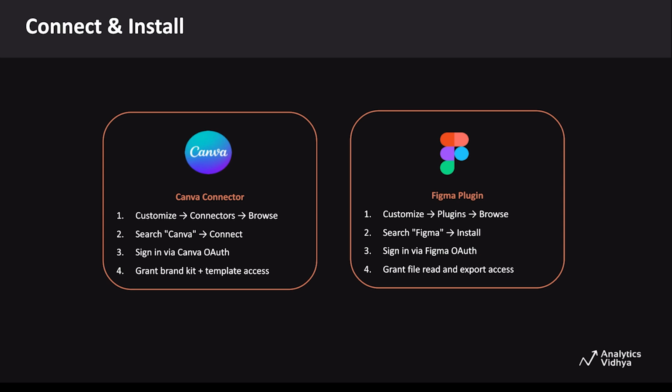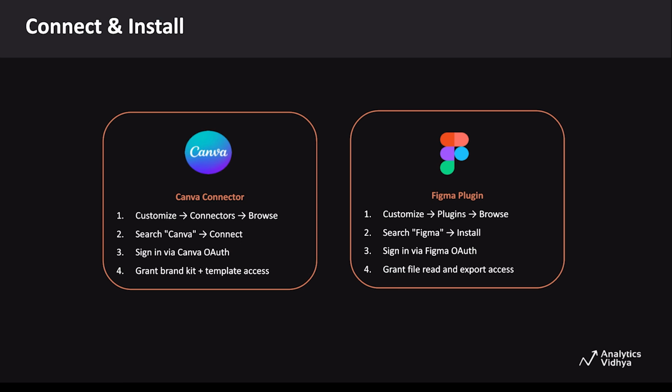The setup paths are different, and that is intentional. For Canva, go to Customize, then Connectors and not Plugins. Search for Canva, click Connect and sign in via OAuth authorization. You're granting Cowork access to your Canva brand kit and templates through the Canva MCP server. This is how Cowork communicates with your Canva account securely without you sharing credentials directly.